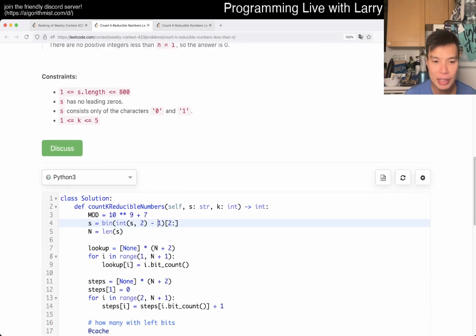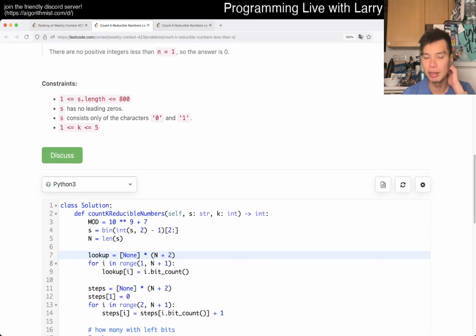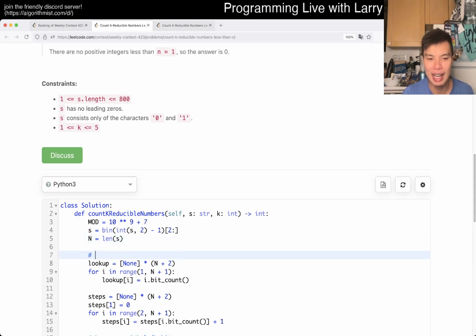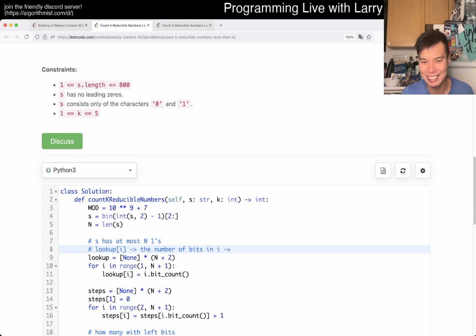So now here, I think this part, hopefully everyone can come up with at the very least. I did use some Python magic, but you don't even need to. You can calculate this very quickly. Again, I just did n plus 2 just in case, but given that length is at most n, that means s has at most n ones, and lookup of I is just the number of bits in I, which I didn't even really need to look up now that I look at it like this, but I think that's fine.